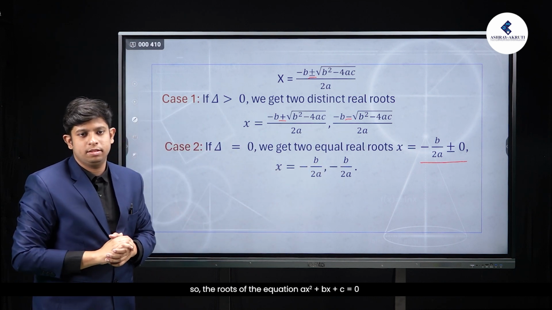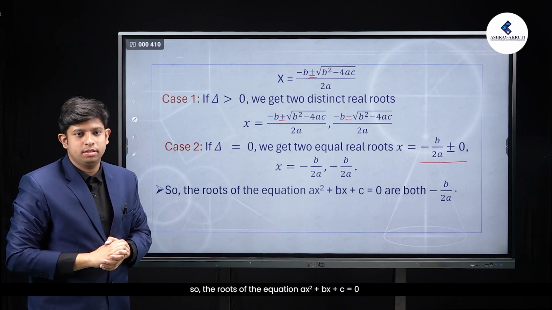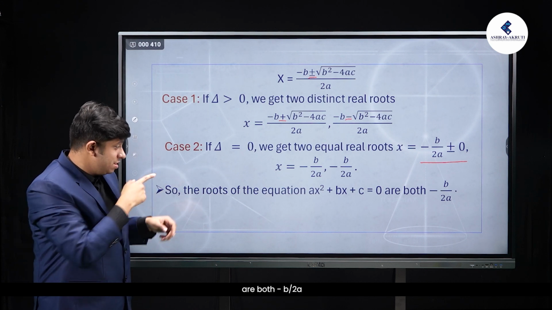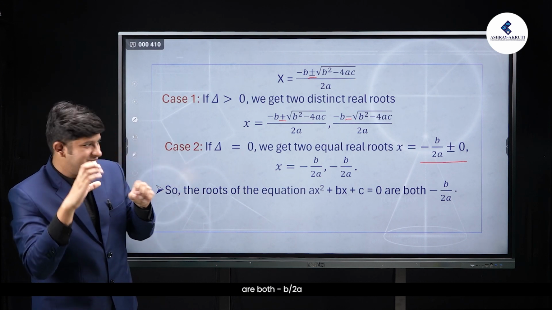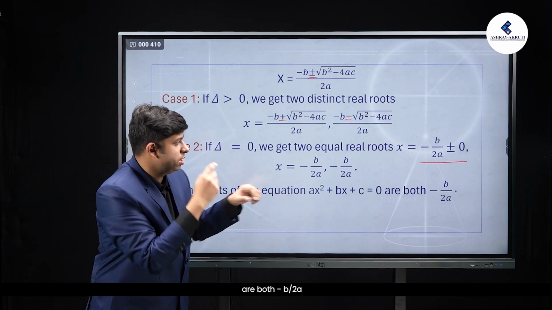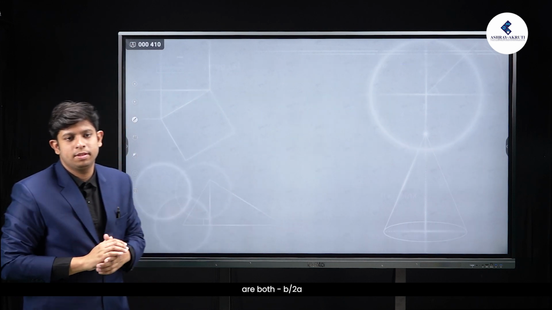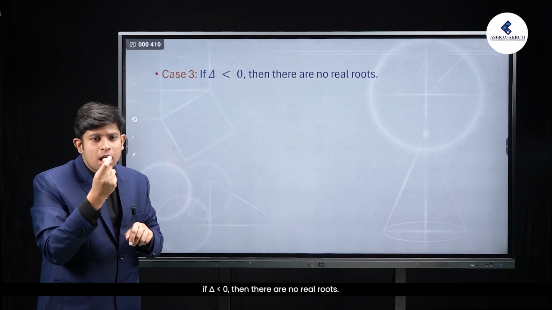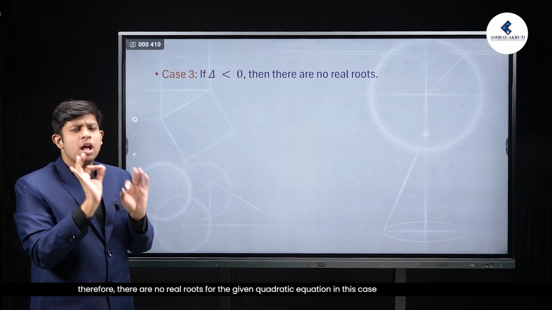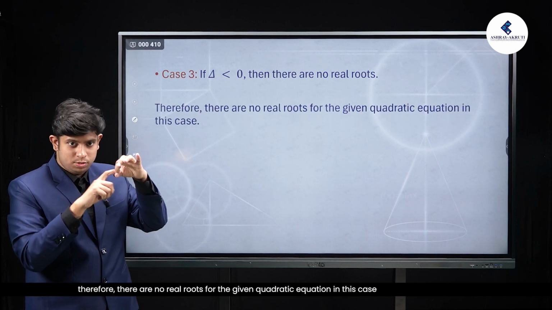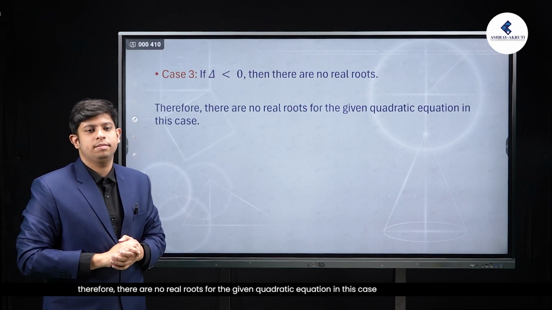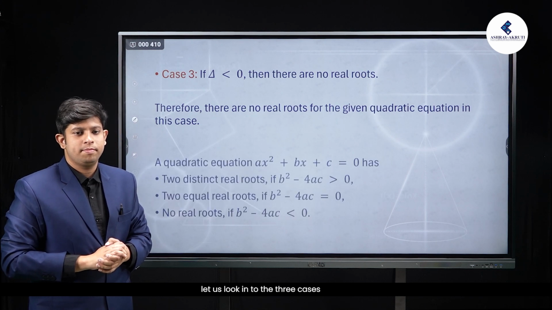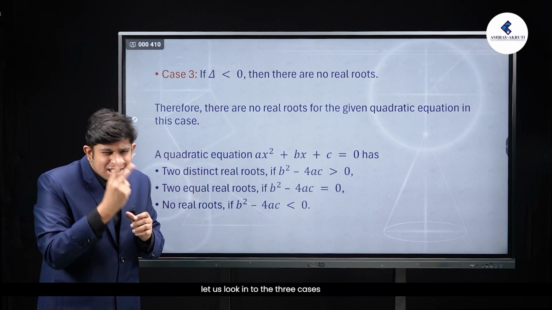So, the roots of the equation ax square plus bx plus c equal to 0 are both minus b by 2a. Case 3. If delta is less than 0, then there are no real roots. Therefore, there are no real roots for the given quadratic equation in this case. Let us look into the three cases.